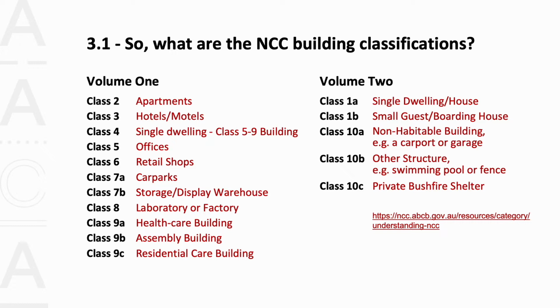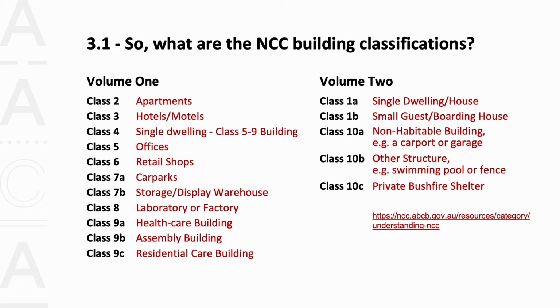Subclassifications such as 1A and 1B that you can see on the right there in Volume 2 are treated as separate classifications. So effectively, there are actually 16 building classifications and subclassifications. A performance requirement might apply to Class 1A or Class 1B, or it might apply to Class 1, which means that it applies to both Class 1A and Class 1B.